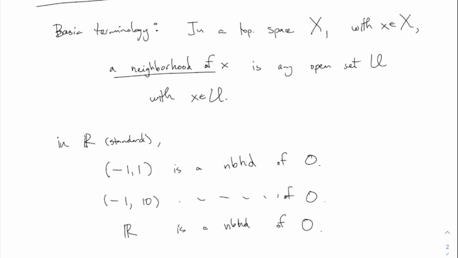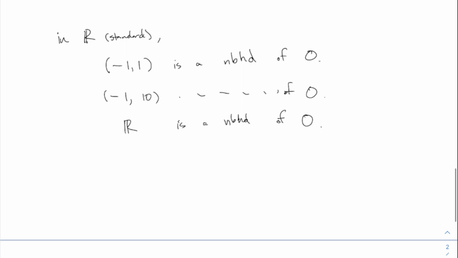How about this? Is the empty set a neighborhood of 0? No, because the point actually has to be in there for it to count as a neighborhood of 0. The empty set is an open set, but there are no points in there, so it's not a neighborhood of anything. Great. That's the terminology of neighborhood.